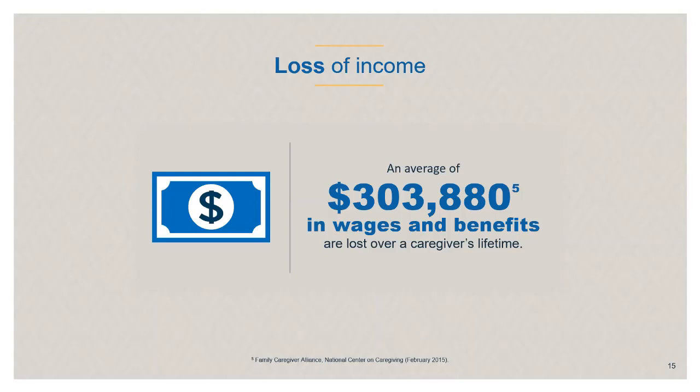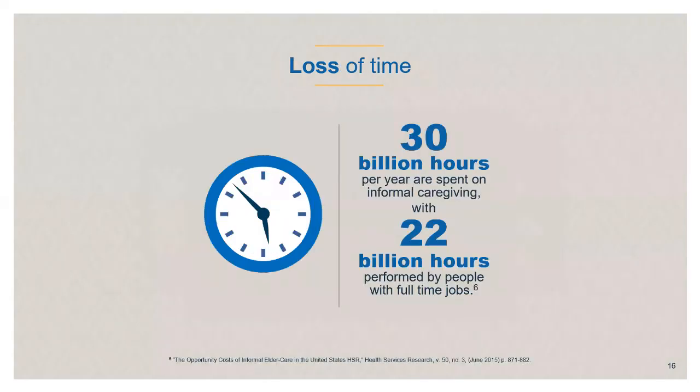Loss of time and salary means less Social Security benefits. And the average out-of-pocket cost for a caregiver is $7,000 per year for various expenses. Long distance is closer to $12,000 a year if an informal caregiver has to travel a long distance. The next one is loss of time. So 30 billion hours per year are spent on informal caregiving, with 22 billion hours performed by people with full-time jobs. That means, individually, an average caregiver gives about 24 hours per week for 4 years. That's on average, so there are people who give even more time to take care of those loved ones.